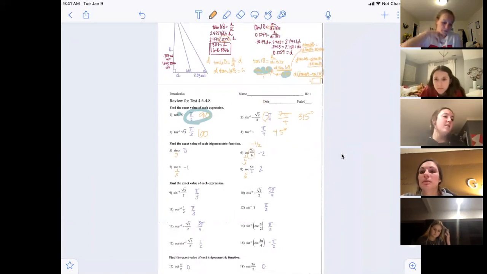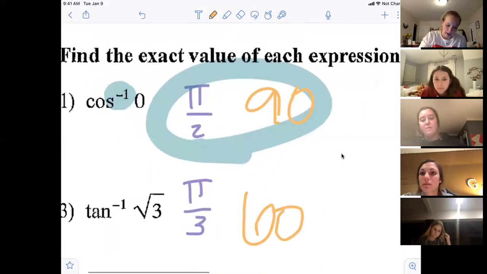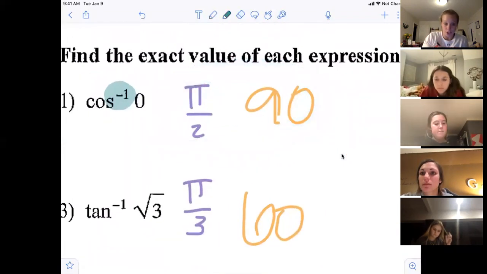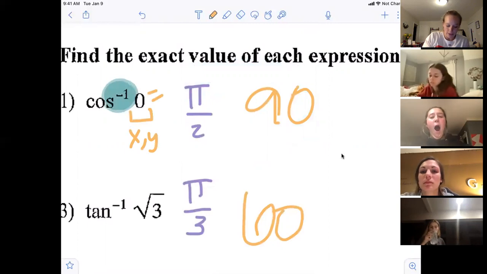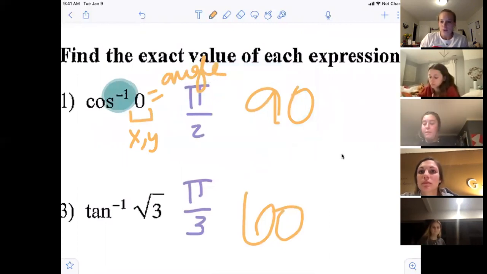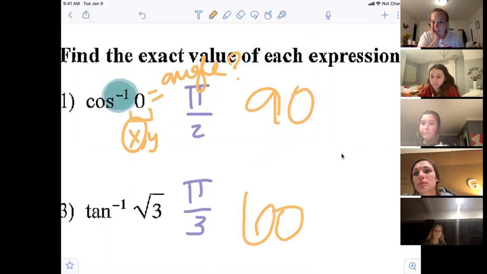Yeah. Okay. So this first part, if I say any trig function to the -1, it means I'm giving you the x or the y or the ratio, and I want my answer to be an angle. Like cosine -1 of 0: the x value I gave you is 0. So what angle has an x value of 0? If we went to our unit circle, the only place that has an x value of 0 is 90.